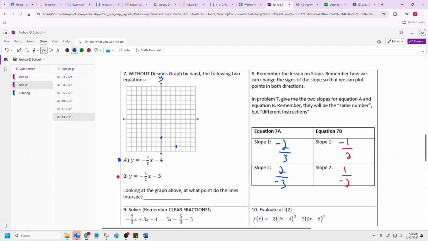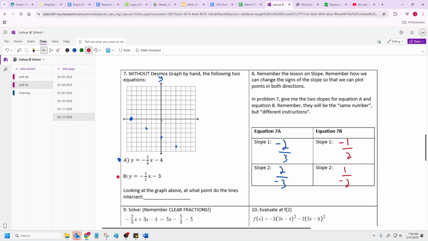The numerator, up-down motion. Positive means goes up. 1, 2. The -3 means go left 3. 1, 2, 3. Let's do it again. 1, 2, oops, 1, 2, 1, 2, 3. Boom, look at us go. Now I'm going to not draw my lines yet because y'all know my work is sloppy. So I'm going to go ahead and do equation B.